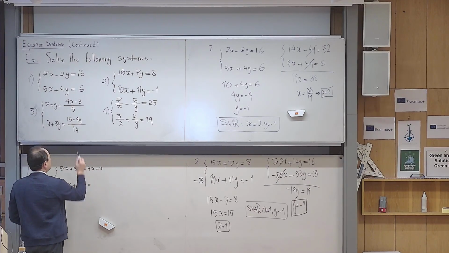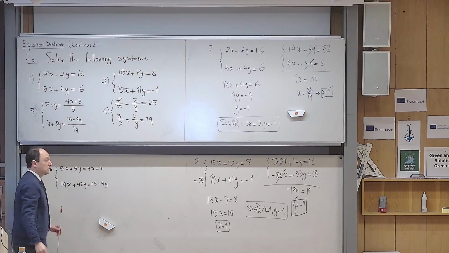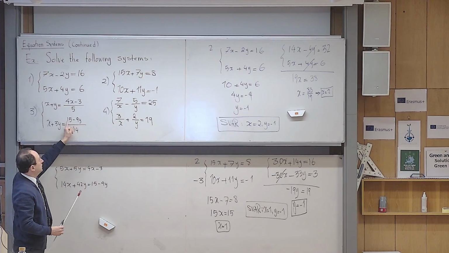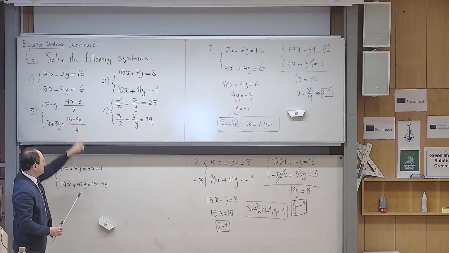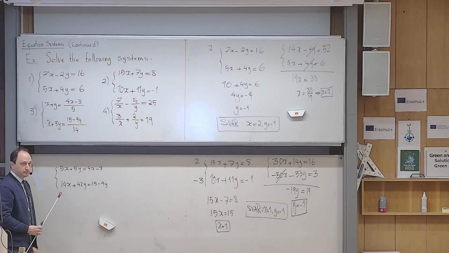And then on the right side, I have 15 minus 9y. Because the 14 that I multiply will cancel this 14, and nothing will be left. In the denominator, this will be left. But what is your next move? What do you think I will do now?